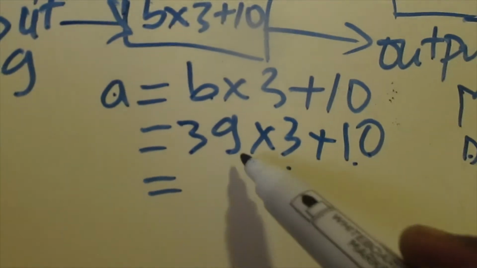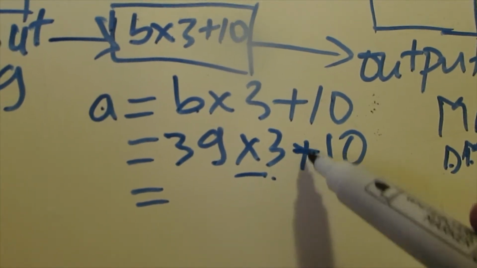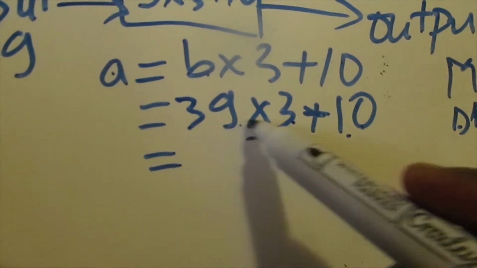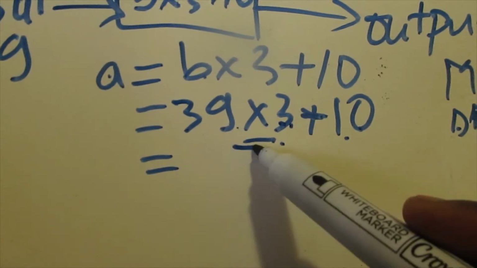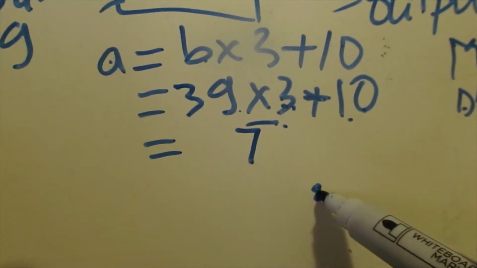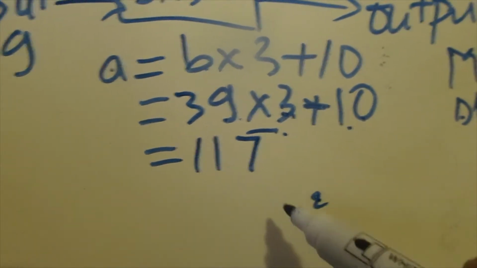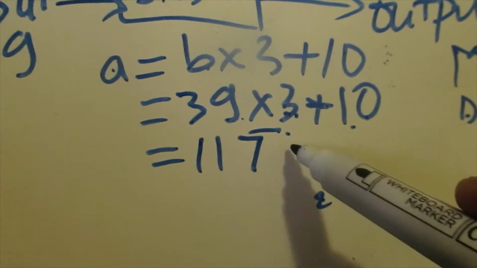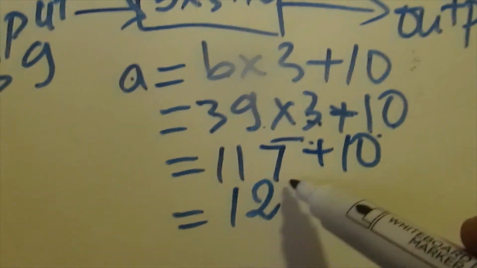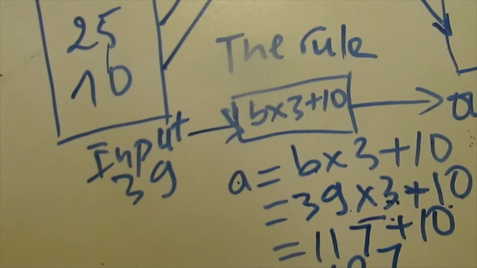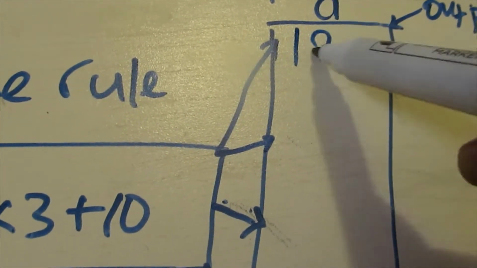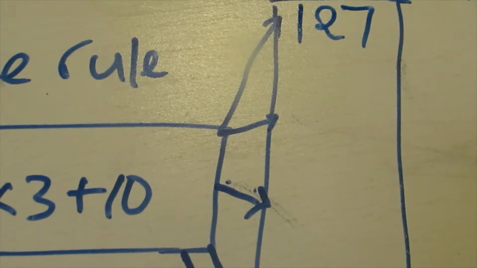So here, as we have a multiplication with the addition, we start with the multiplication first. So we have to multiply this one, 39 times 3. 3 times 9 is 27. So we carry 2. 3 times 3 equals 9, plus the carried 2, 11. So 39 times 3 is 117, plus 10. Then our answer is 127. This is our A, our first output. So we put 127 here. This is our first output.